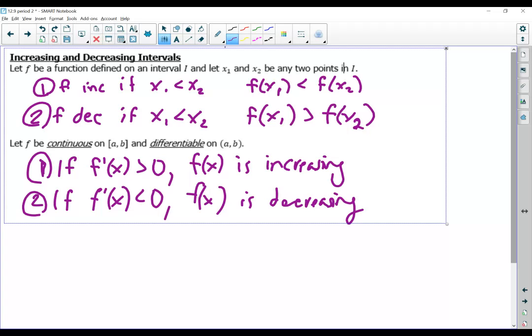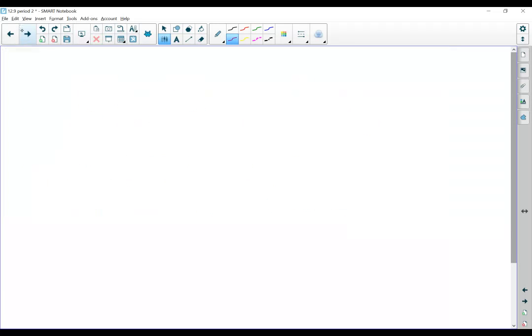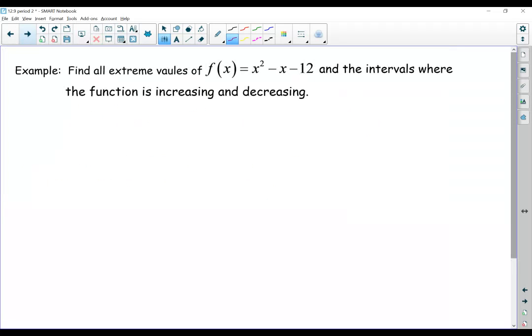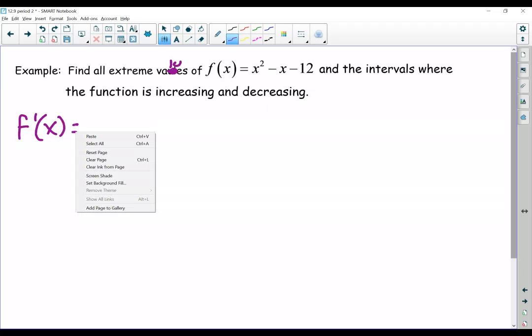So now I can find values algebraically, but before we could only do this graphically given the derivative. Now that we have all our rules together, we can figure out on what intervals a function is increasing and decreasing based off the derivative function itself. So if I wanted to find the extreme values of a function and the intervals where the function is increasing and decreasing, I could use the derivative function to give me that information.